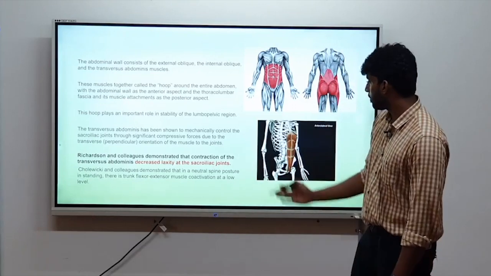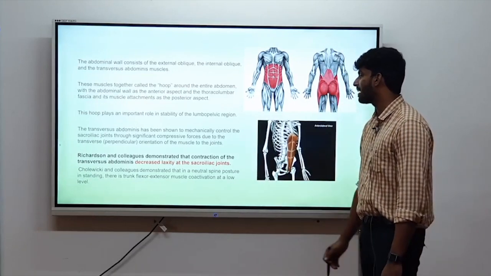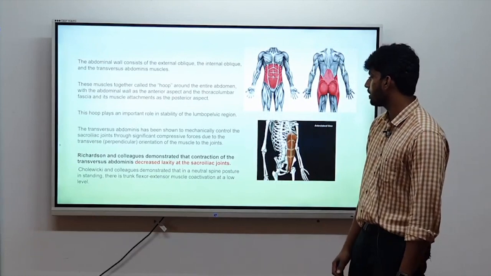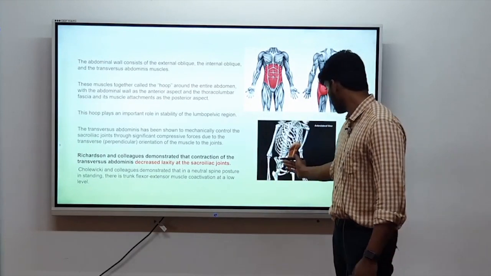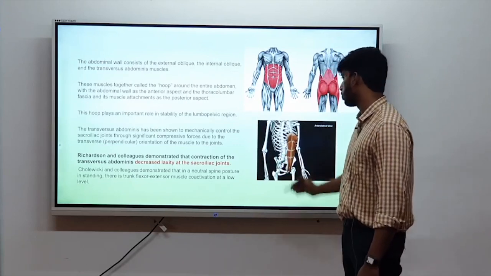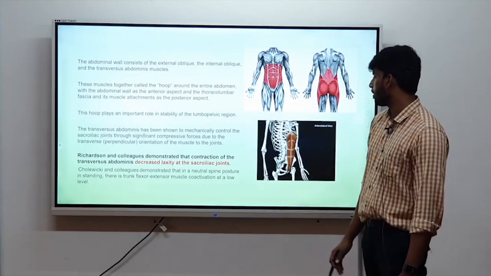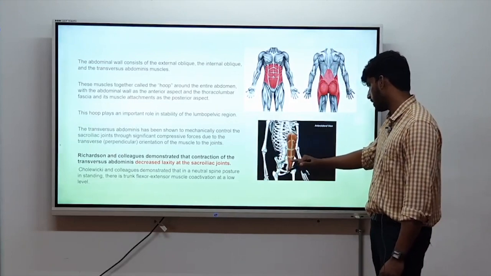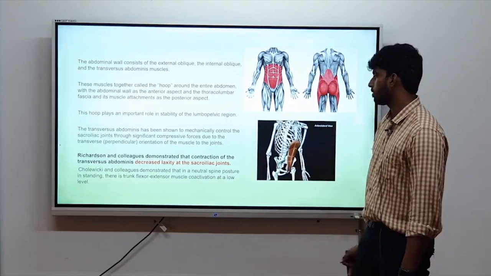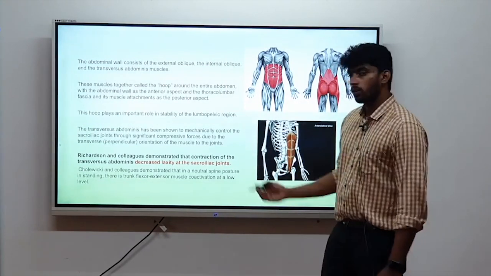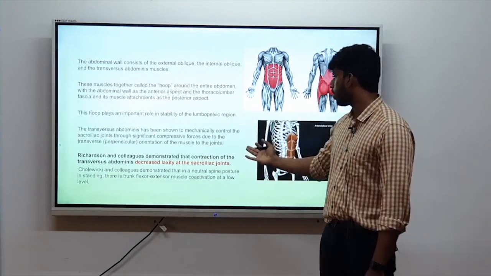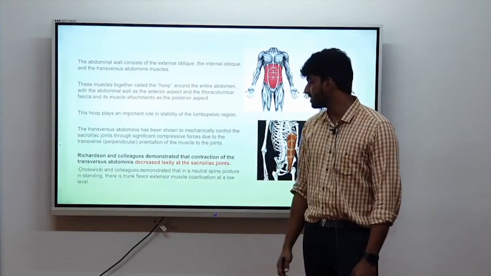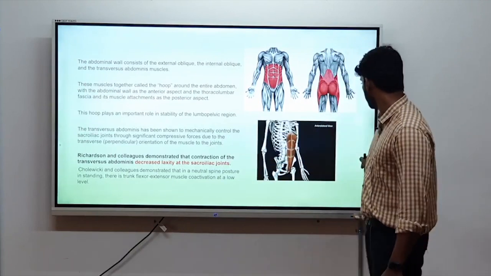So the transverse abdominis has been shown to mechanically control the sacroiliac joint through significant compressive force due to the transverse, or perpendicular, orientation of the muscle to the joint. You will be able to see the perpendicular orientation of the muscle. Richardson and colleagues demonstrated that the contraction of the transverse abdominis decreases the laxity at the sacroiliac joint.